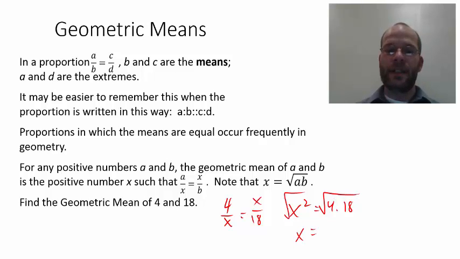x is equal to, the square root of 4 is 2. There's a 9 in here. And of course the square root of 9 is 3. And we're left with the square root of 2. So x is equal to 6 square root of 2. And that's the answer there.